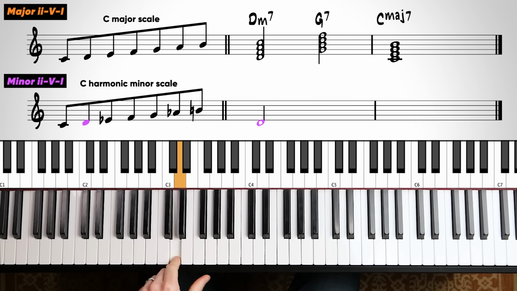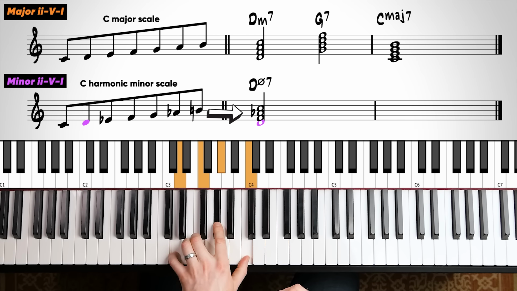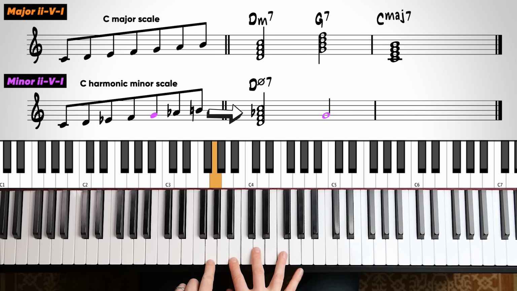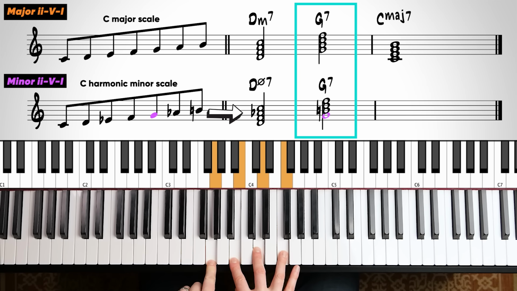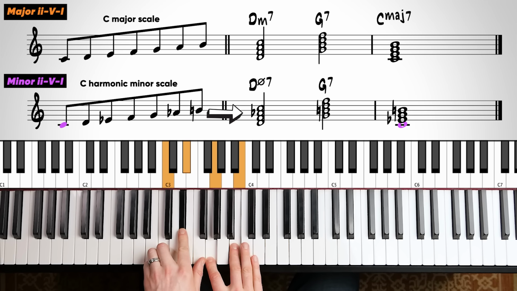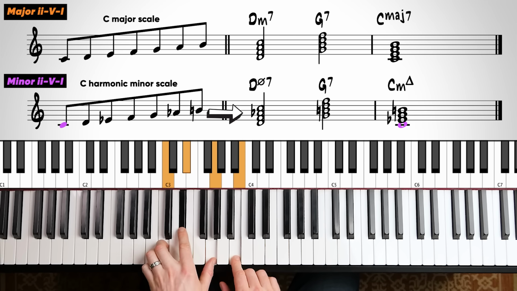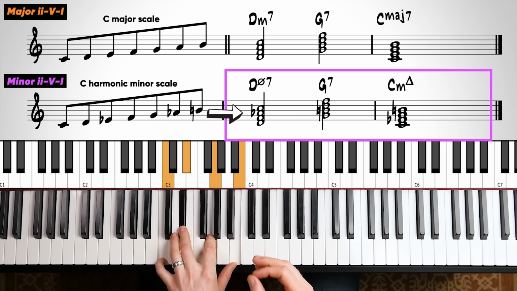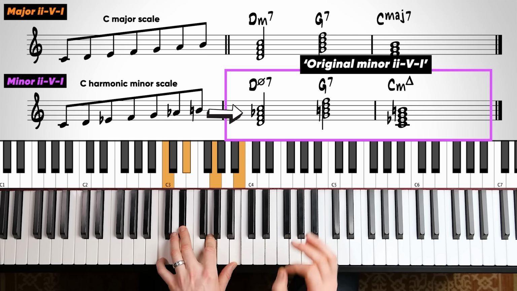So we find the second, the 2 chord is going to be D half diminished. We just learned that chord. We're going to go up to the 5 chord. Again, we're going to have the same G dominant 7 chord, and then the 1 chord is going to be a minor chord with a major 7th. So this is the original minor 2-5-1.